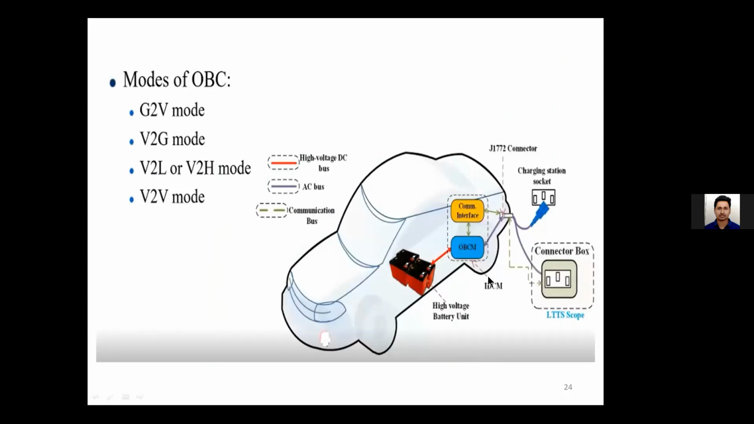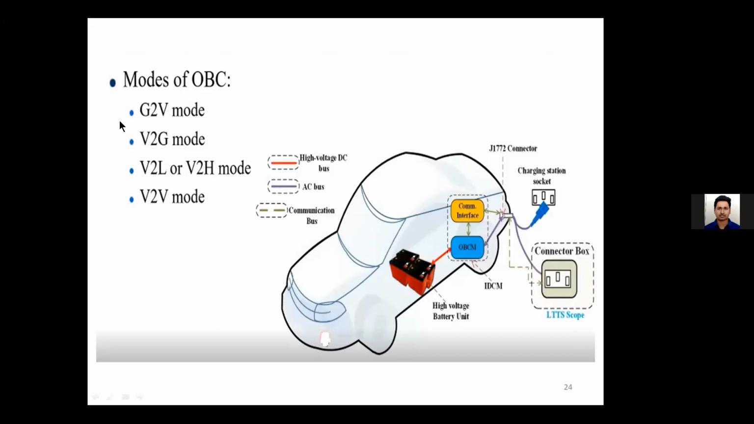I think in the next slide. We have different modes here. The first mode is G2V, that means grid to vehicle. One second. Okay, this we'll see at the last. There is some question here.